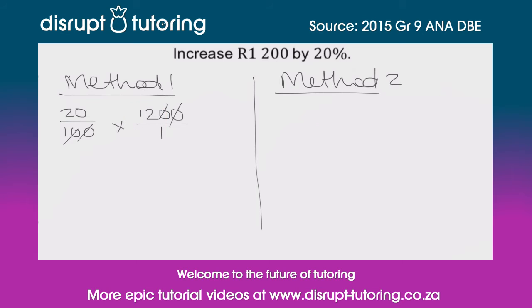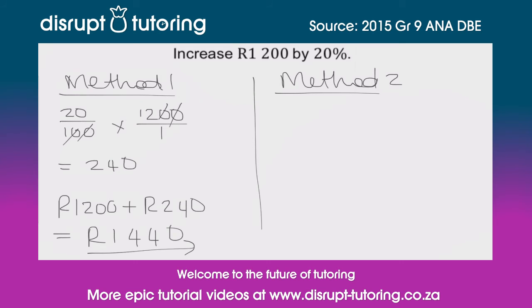So how would we do that? 20 times 12. We know that 10 times 12 is 120, and we need to double that, and that's going to give us 240. What does 240 mean? Well, 240 basically means that it's 20% of 1,200. So in order to increase 1,200 Rand by 240, we would have to say 1,200 plus 240 Rand is going to be equal to 1,440 Rand. So that is one way of doing it, where we first calculate what that percentage is, and then we add it to the original amount.